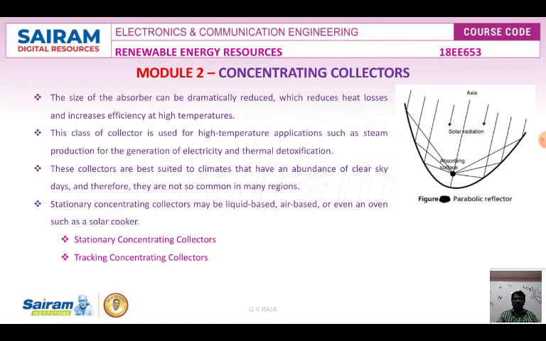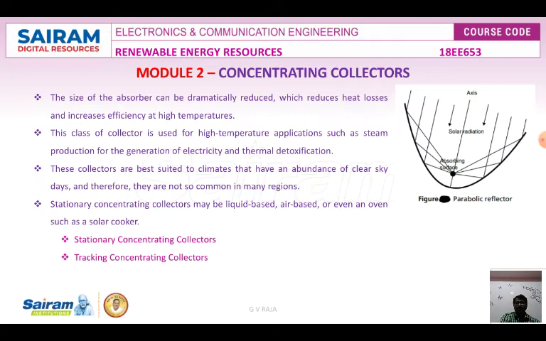There are two types of these collectors. One is the stationary concentrating collector, and another one is the tracking concentrating collector. Stationary concentrating collectors may be liquid based collectors, or air based collectors, or oven based collectors for solar cookers. Parabolic dish collectors are used for the solar cooking process.